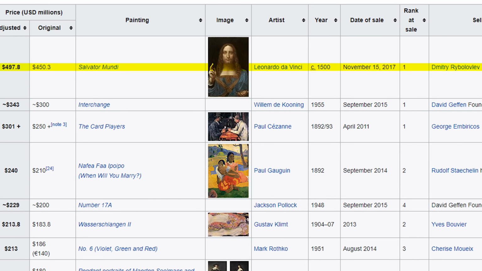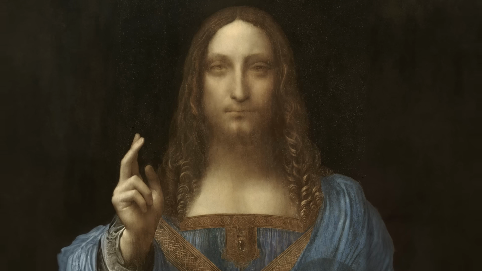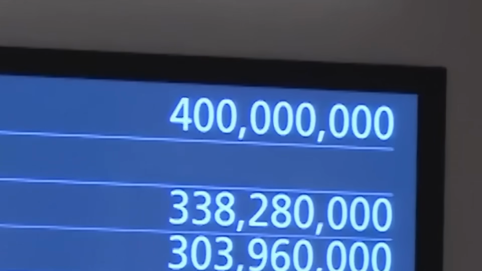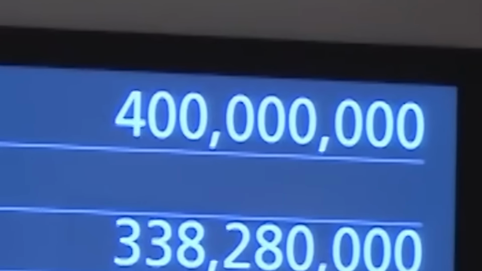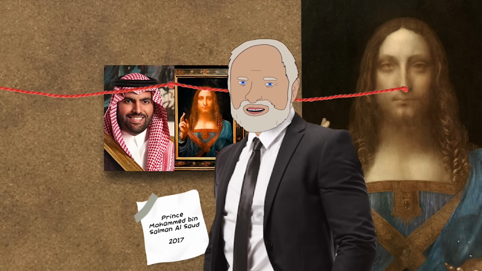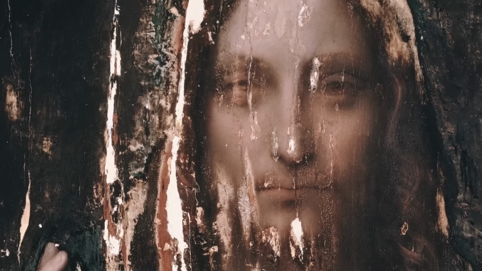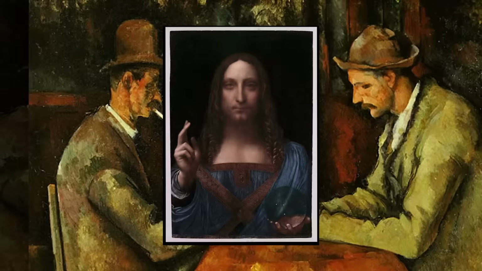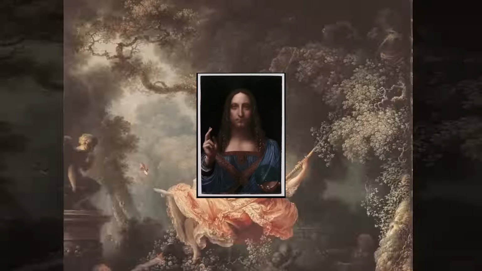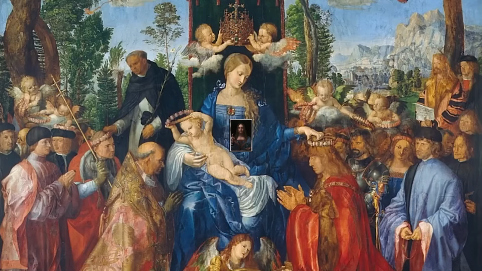Take, for example, the most expensive painting ever sold, the Salvator Mundi, the final Da Vinci, sold in 2017 for $400 million, and it can only be traced back to 1958. Back then, it was sold for £45. But in the other 500 years of its history, no one knew where this thing was. Even today, people still dispute whether it's genuine.